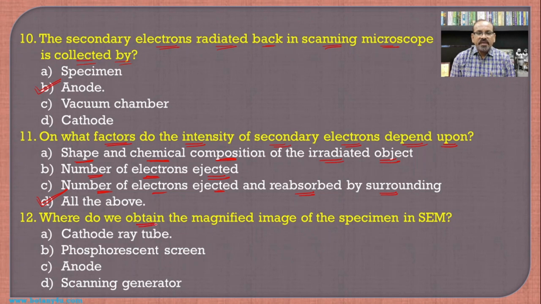Then where do we obtain the magnified image of specimen in SEM, that is the scanning electron microscopy? If we see the construction of the scanning electron microscopy, you will find that the image is magnified on the cathode ray tube, and hence it is the correct answer. On a phosphorescent screen, the image of TEM is formed. So we can remember this also for some other type of questions.